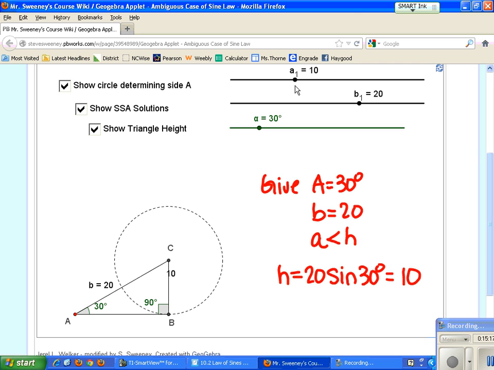Now I have one solution. So then the next case scenario is when your A value is greater than the height, but your A value is less than your given length of the other side.